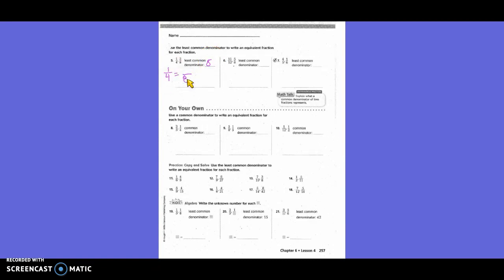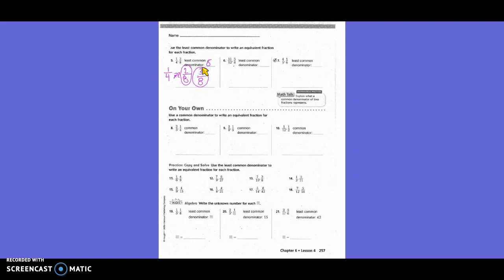How did I get from 4 to 8? Times 2. So what I do on the bottom, I also have to do on the top. So 1 times 2 is 2. So 2/8 is my new fraction, and then do I need to change 3/8? No.